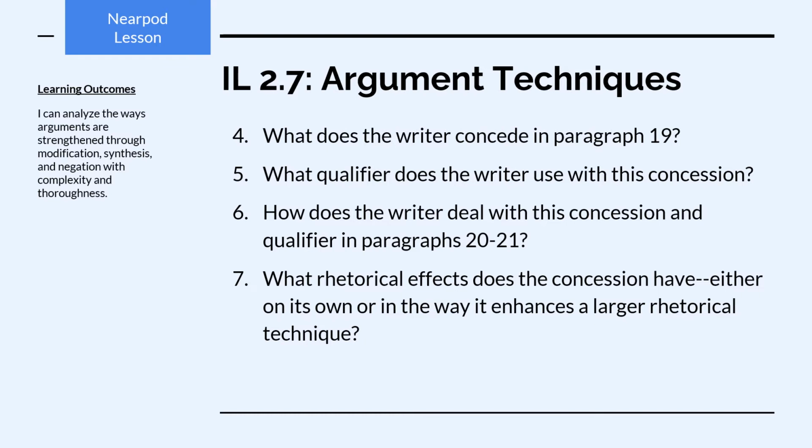Question number 6, how does the writer deal with this concession and qualifier in paragraphs 20 through 21? Well, she addresses the example that she gives about signing a petition that ultimately didn't accomplish its goal, right? But in 20 and 21, she says, even though this form of activism doesn't always accomplish a goal, it can still bring together like-minded people. It can still raise awareness. And while awareness alone doesn't solve problems, she says it's usually a good start.